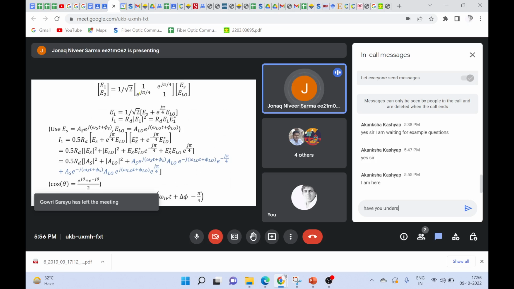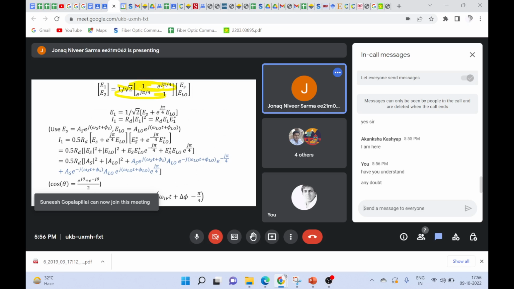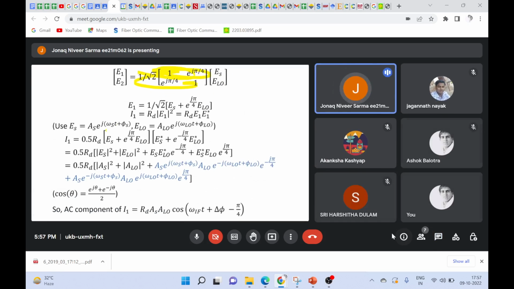So in the first question, what does a 90 degree hybrid do? That is given as this transfer function, this one, and this input signal electric field and local oscillator electric fields, they can be expressed as these terms. That is also given. So you use these two pieces of information.